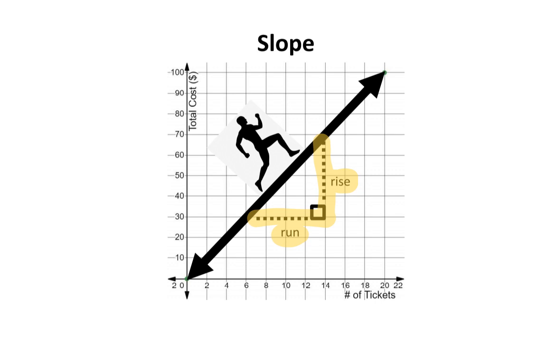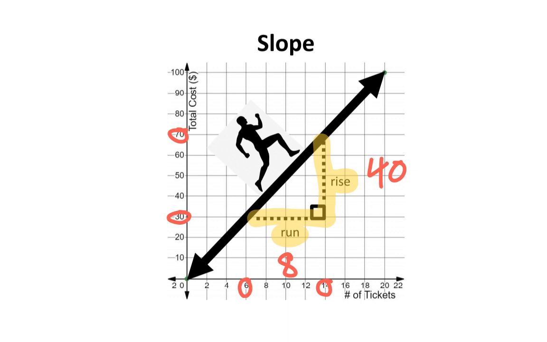Let's try to figure out the rise of this triangle. It starts at 30 and ends at 70. Therefore, the rise is 40. Now let's take a look at the run. The run starts at 6 and it ends at 14. Therefore, the run is going to be 8. Therefore, the rise is 40 and the run is 8.